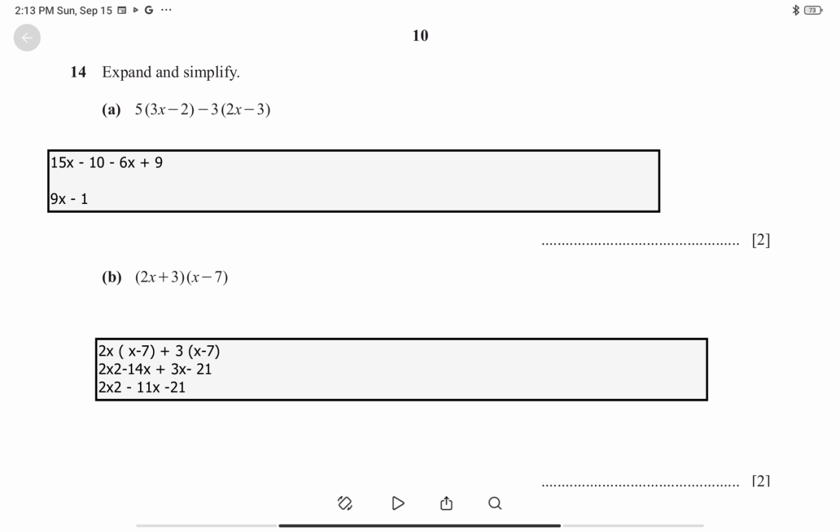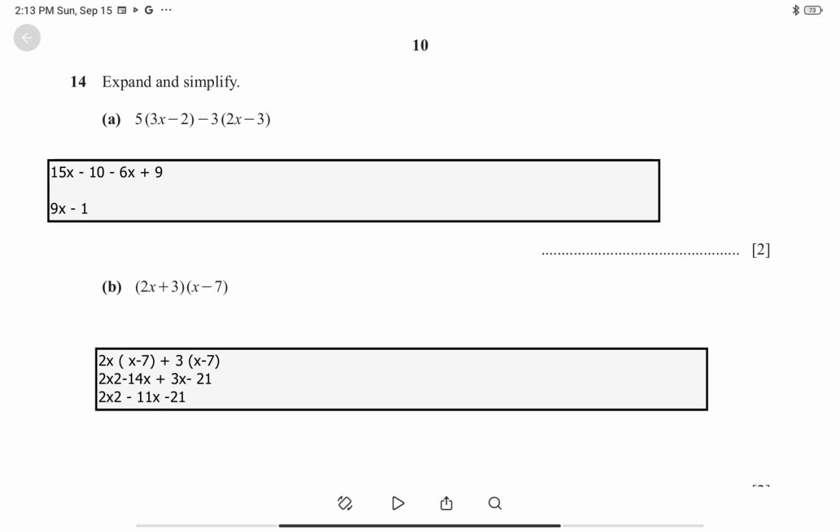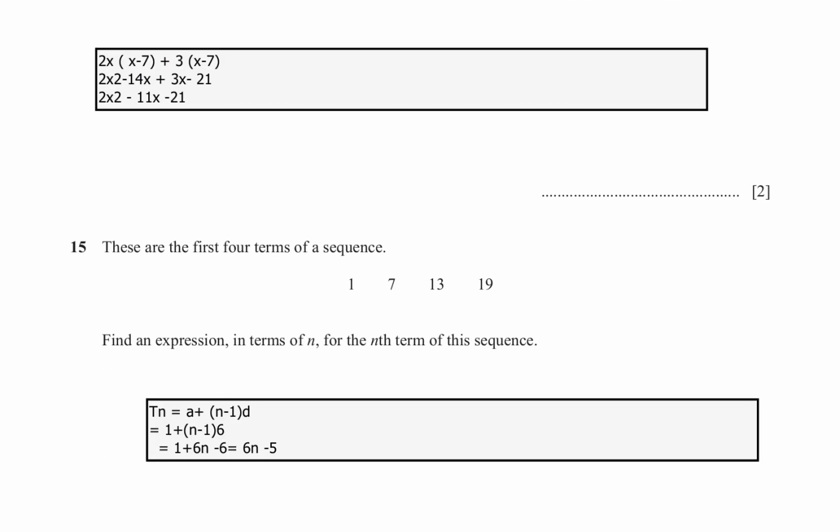Okay, part B. (2x plus 3) times (x minus 7). That is 2x times (x minus 7) plus 3 times (x minus 7). 2x times x is 2x squared, minus 2x times 7 is 14x, plus 3 times x, minus 3 times 7 is 21. So 2x squared minus 11x minus 21 is the answer of this simplified expression.